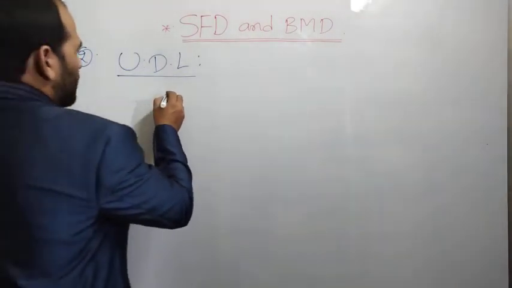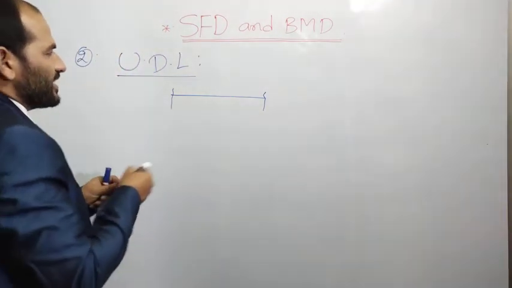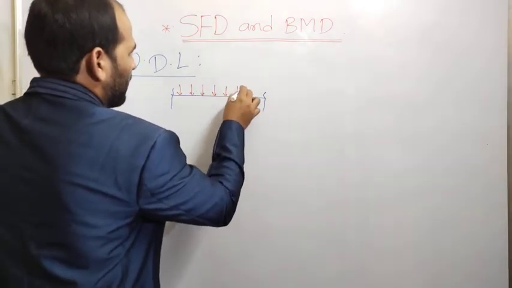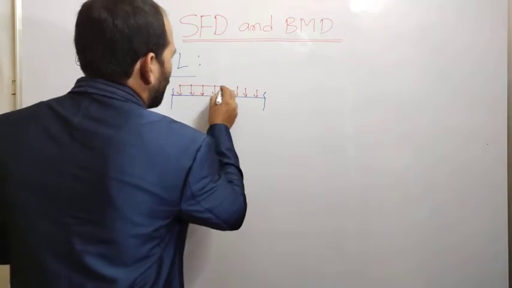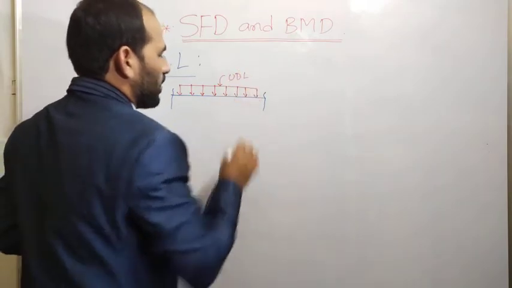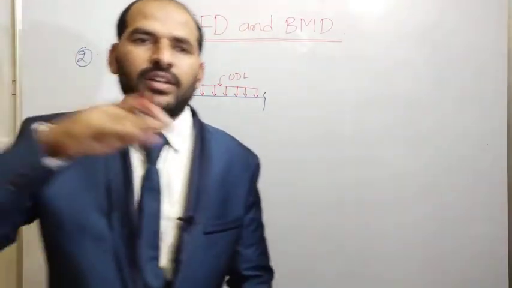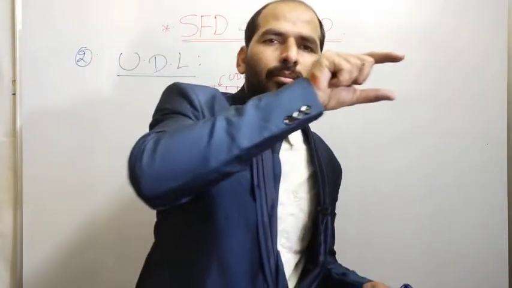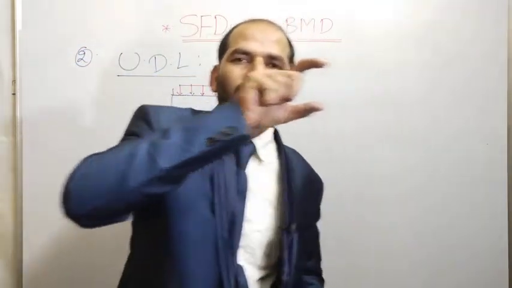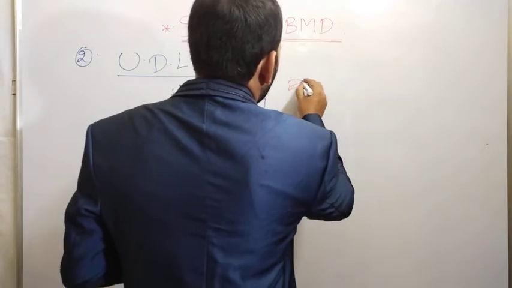Right, so this is a member. On this member the load is acting like this. This is called UDL, uniformly distributed load. The load is acting throughout the length of the member. If a uniform load is acting throughout the length of the member, this is called the UDL or uniformly distributed load.